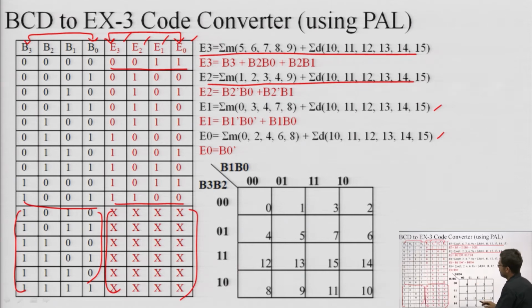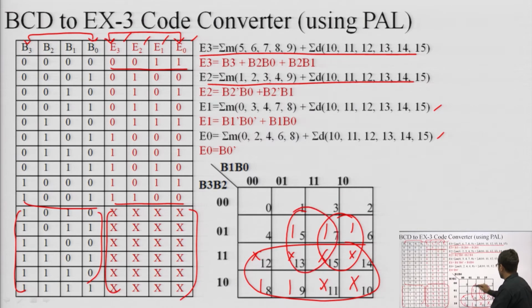So this is the K map layout which we are going to use: B3, B2, B1, B0. We have to feed these minterms 5, 6, 7, 8, 9, and 10, 11, 12, 13, 14, 15 are don't cares. If you solve this, you will find that there will be an octet, a quad, and another quad. So this octet corresponds to B3.